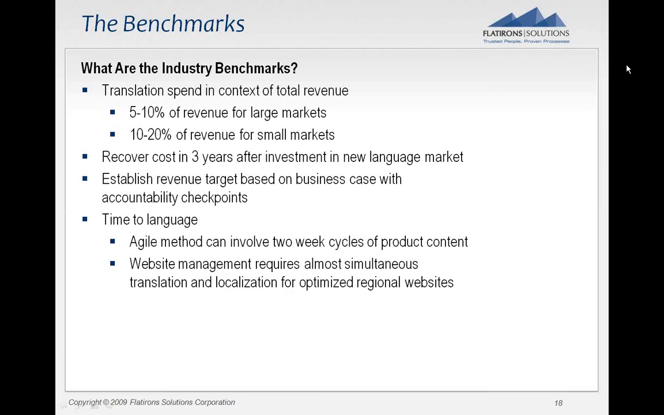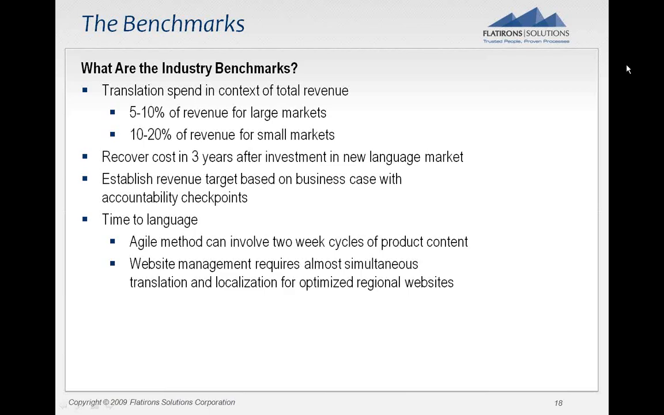Looking at as you invest in markets that maybe you recover your cost in 3 years. Companies typically want to see an investment day one, but getting content and penetrating new markets is an investment. Looking at a revenue target that's based on a business case with accountability checkpoints.